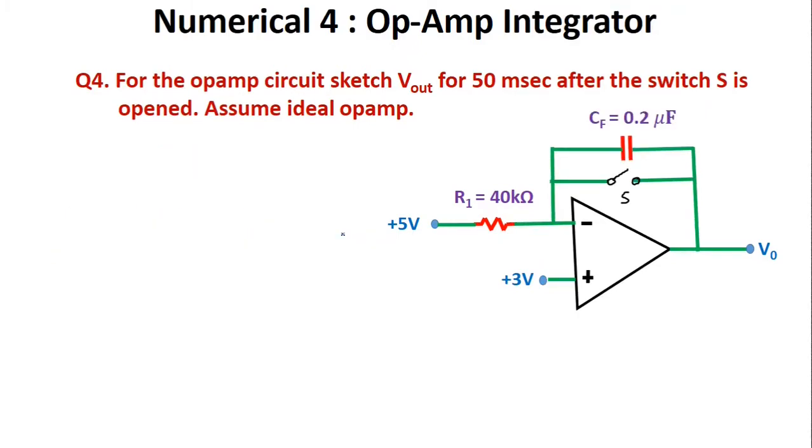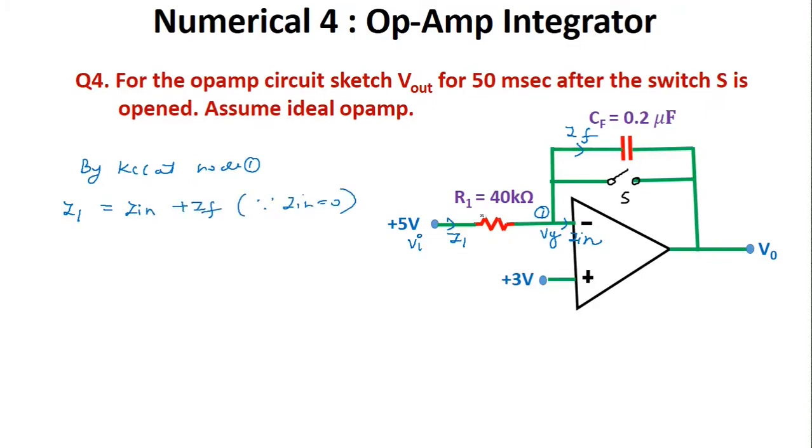Now the circuit will look like this when switch S is open. Let the input voltage be Vi, and the voltage at the inverting terminal of the operational amplifier be Vy. The current flowing through this R1 resistance is I1, the current flowing into the operational amplifier is IN, and the current flowing through this CF capacitor is IF. Now we apply KCL at node 1. By KCL, I1 will be equal to IN plus IF.